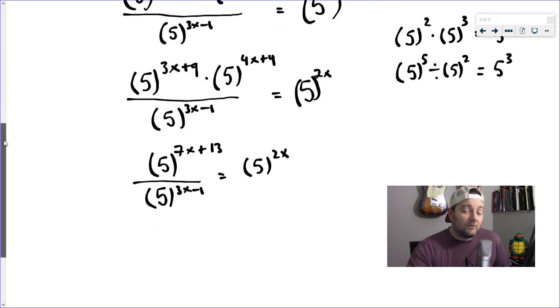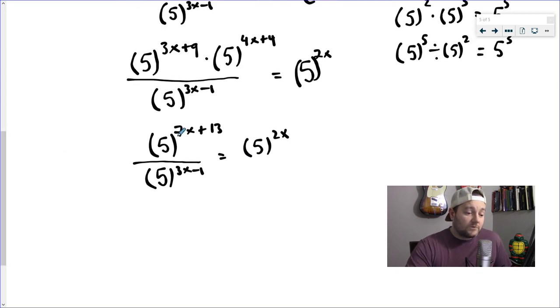With this, we have to be very careful with the signs. So I go 7x subtract 3x, so that's 5 to the 4x. And then 13 subtract negative 1, that is a positive 14. So 13 subtract negative 1 is the same as adding 1, so 13 plus 1 is 14. And that, of course, equals 5 to the 2x.